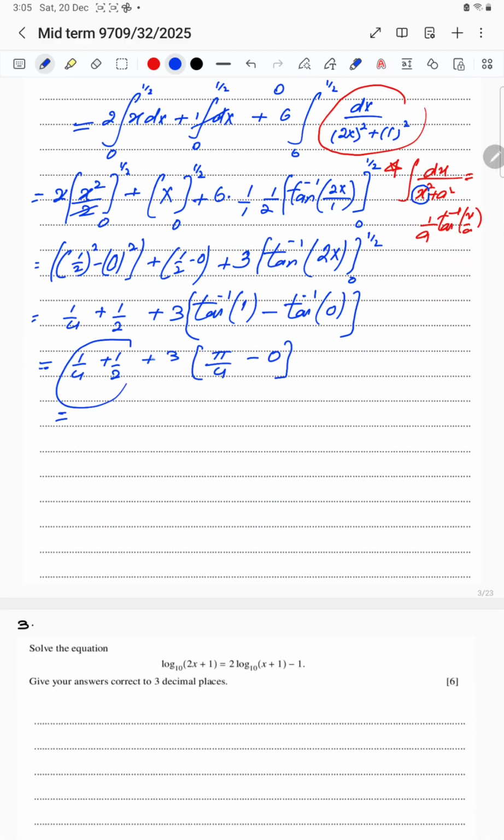Once you solve this, 4 is the LCM, 2 plus 1 is 3 by 4 plus 3 by 4 pi. This can be the answer in terms of pi, or you can take 3 by 4 common, 1 plus pi. I hope it is very much clear to you all.